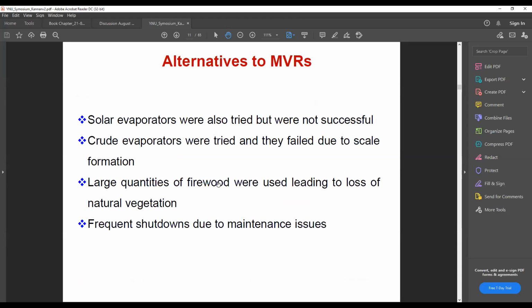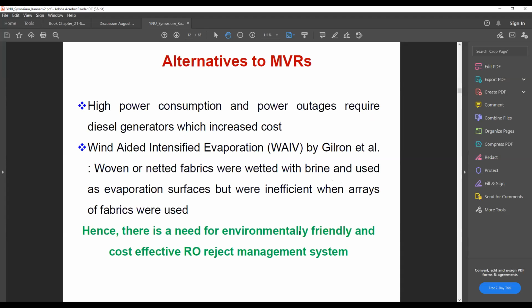And large quantities of firewood had to be used, leading to loss of natural vegetation and frequent shutdowns due to maintenance issues. We were also told by the local people there that a lot of evaporators were installed, but none of them were really operated because they required large quantities of firewood just for meeting the pollution control norms, or obeying the pollution control board stipulations. These were just installed, but really were not used. So there was a need for an alternative method to handle the high TDS in the water.